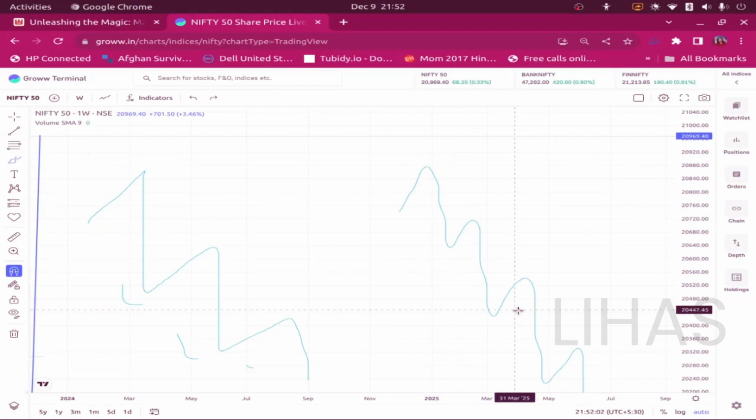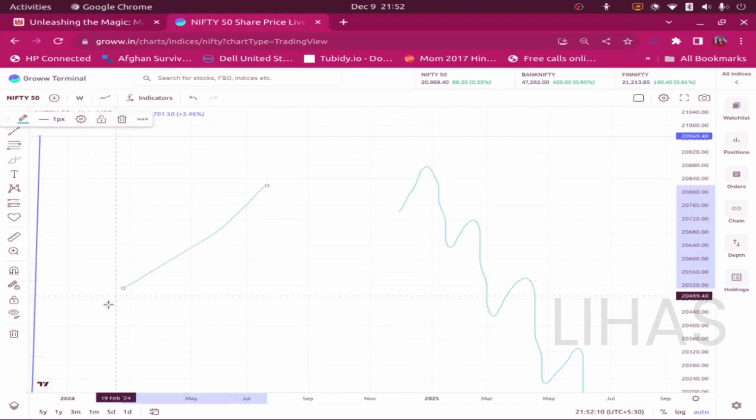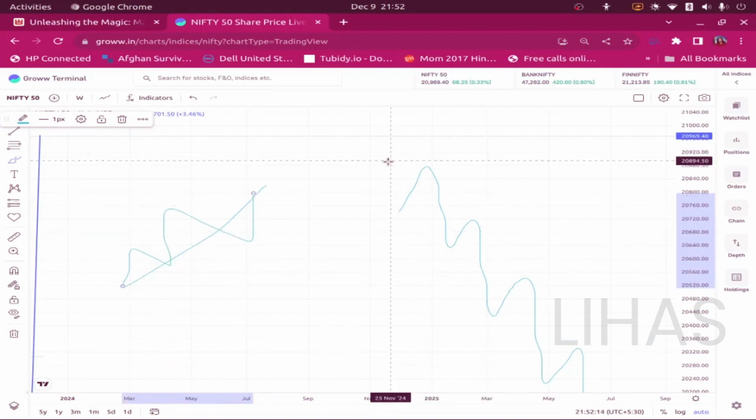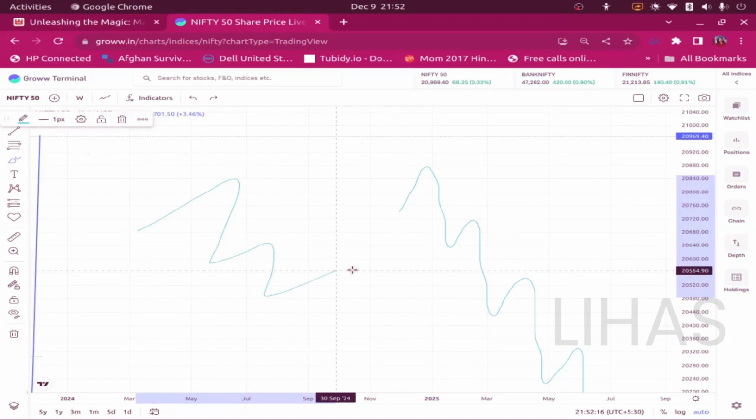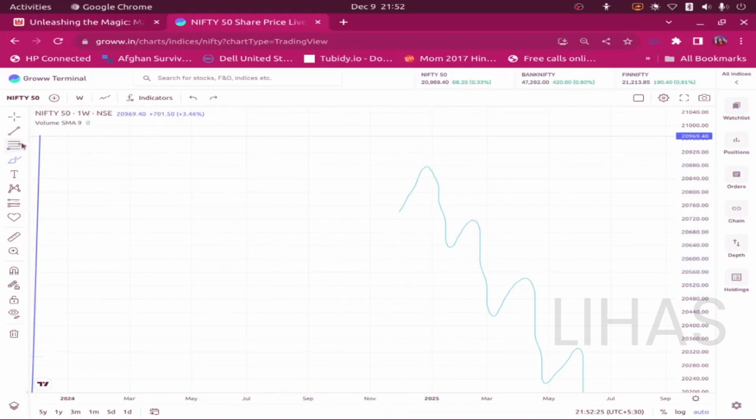And to draw a trend line in a downtrend, we need to connect all these highs. As I have said to you, in an uptrend we connect the lows, right? We just connect these lows. But in a downtrend we connect the highs. So after connecting the highs, we have got a trend line for a downtrend. So now let's try and connect these highs here.